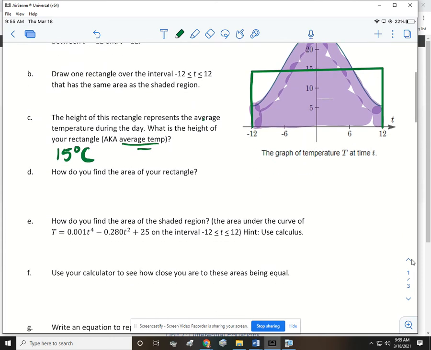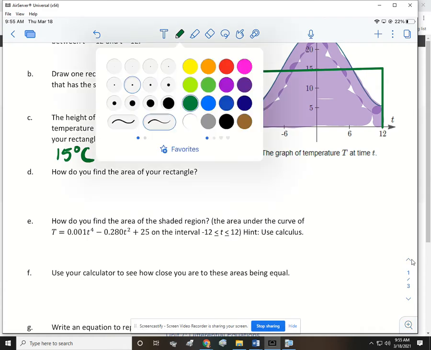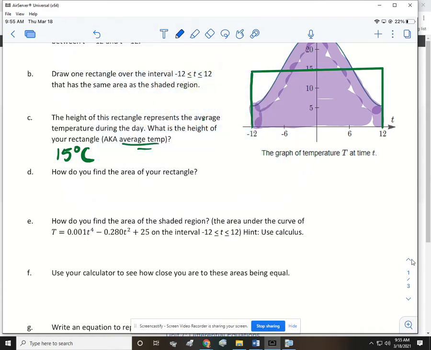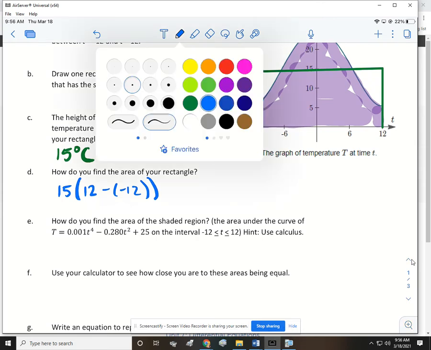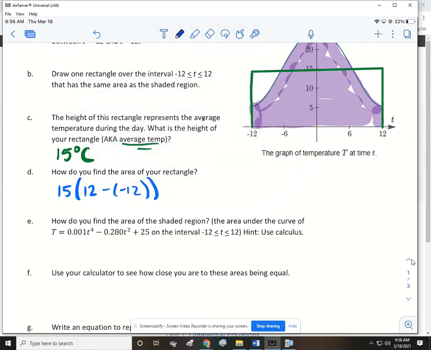All right. Then for D, we're going to think about what we would do to find the area of our rectangle. So it's going to be the height of 15. And to find the width, we would do 12 minus negative 12. I'm writing it that way for a specific purpose, but that is what you would do. We'll find that in just a second.